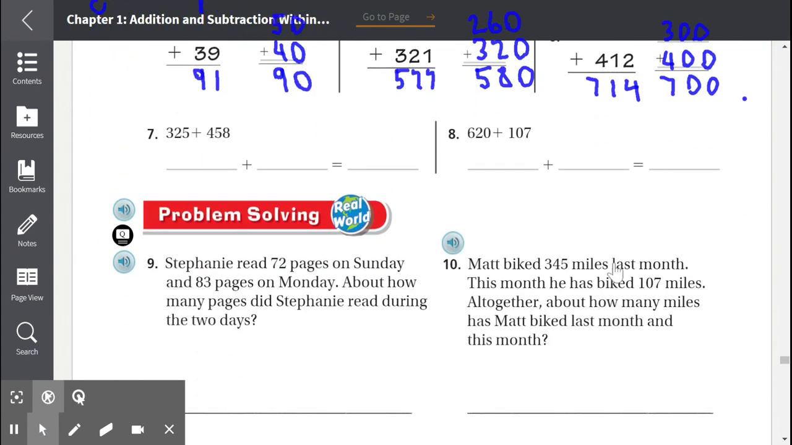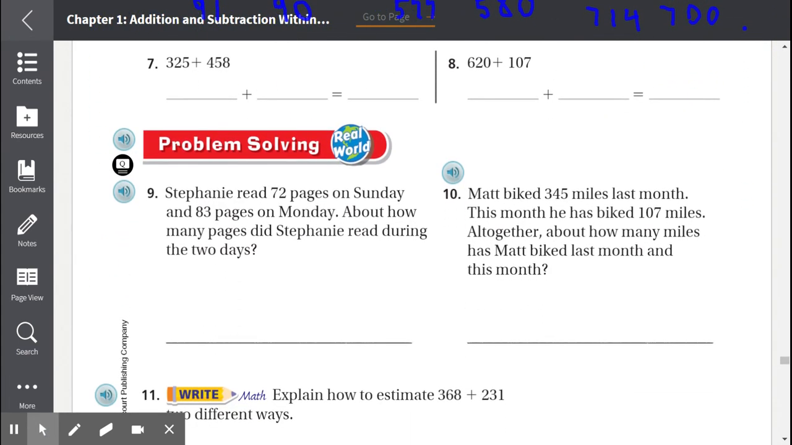On to number 7. 325 plus 458. Now these are horizontal. We don't add horizontally, we add vertically. But before we add it vertically, let's round these two numbers. 325. If we're rounding to the nearest tens, it would be 330. 325 rounds to 330 because it's between 320 and 330.